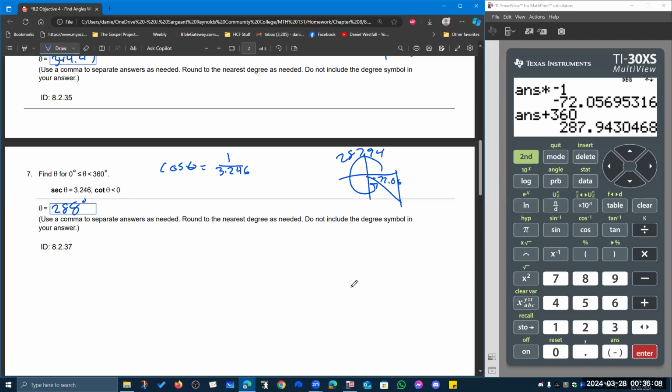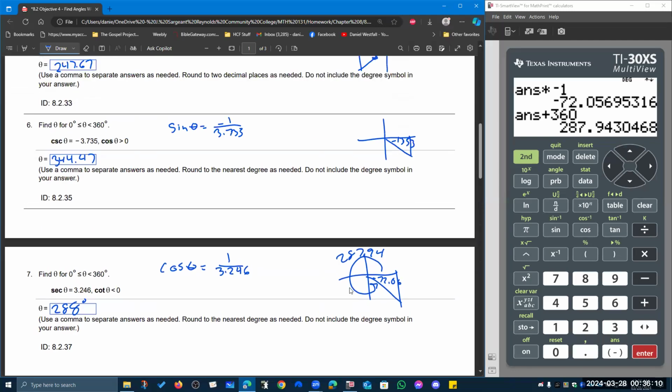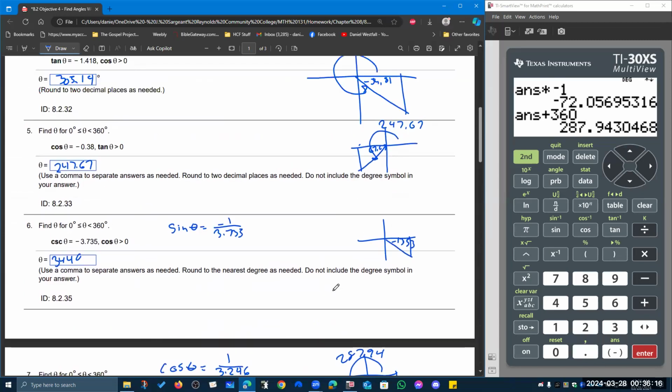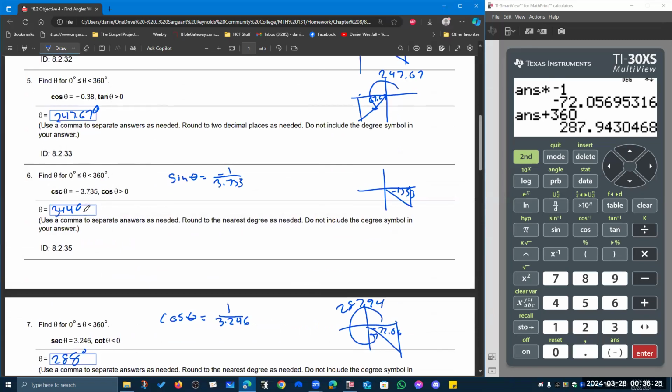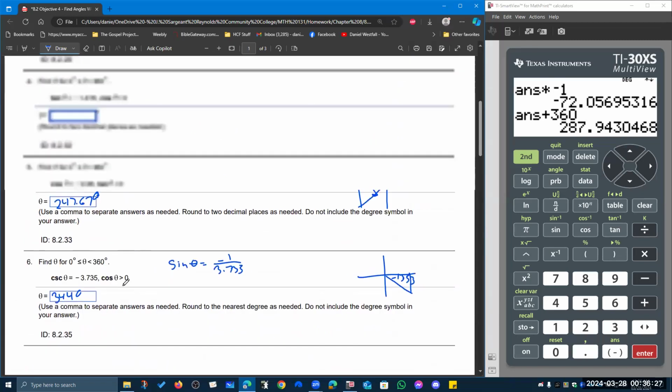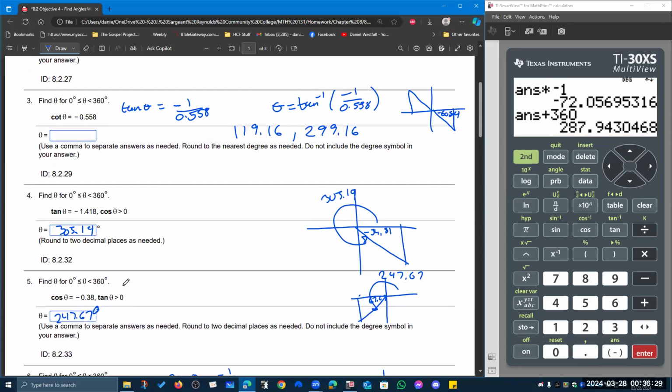And this one says nearest degree, so that's 344. Got 2 decimal places there. I know it says don't include the degree symbol, but I'm writing it since it's not part of the answer there. And round to the nearest degree is needed.